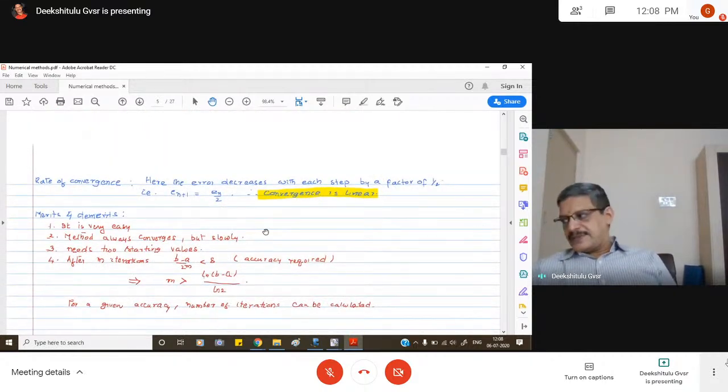The rate of convergence plays a very important role. That defines the efficiency of a method. Sometimes the methods are very simple, but the rate of convergence is very slow. Sometimes methods are a bit difficult, but convergence is very fast. So that depends on our requirement, which one we choose. Here the error decreases with each step by a factor of 1/2. That is, the error at the (n+1)th stage is the error at the nth stage divided by 2. So convergence is linear. It takes a long time for the approximations to converge to a unique limit. So what are the merits and demerits?